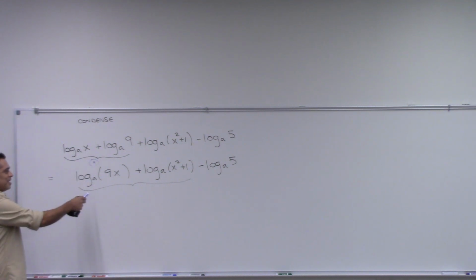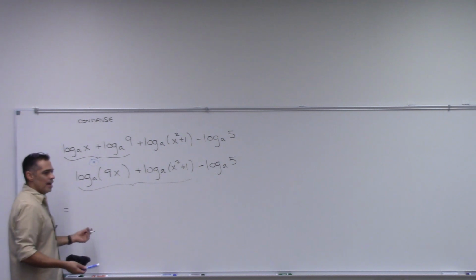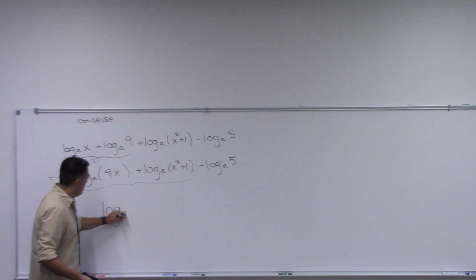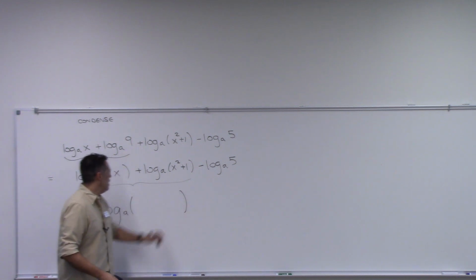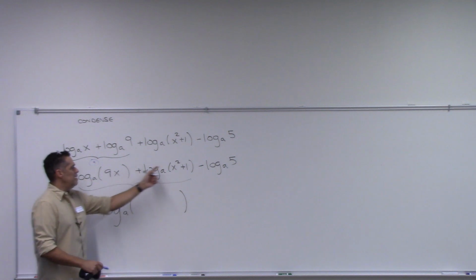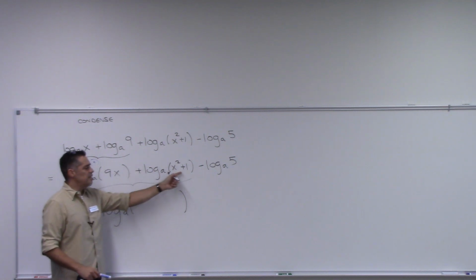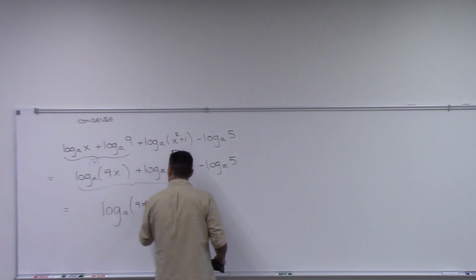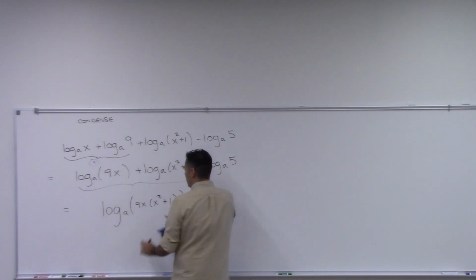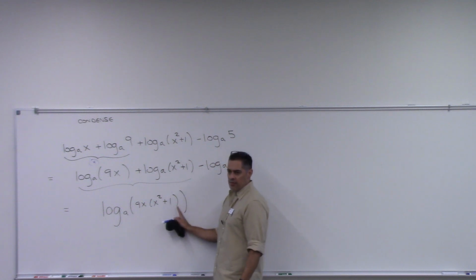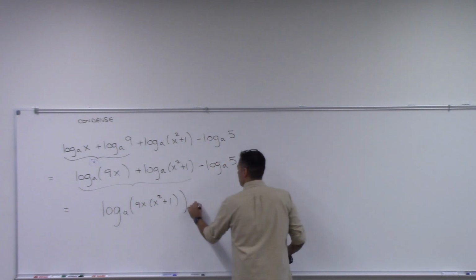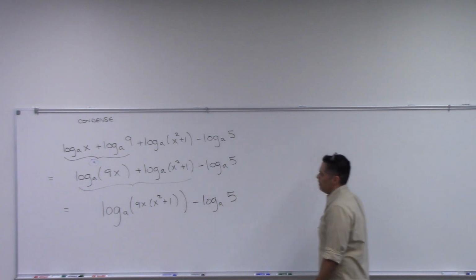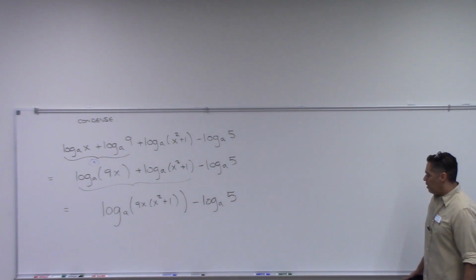Okay, can I put those two together? Yes, same property, property 4 backwards. So a single log, and inside that log it will become this times this. Now I'm not actually going to multiply it out, I'm just going to put them next to each other. But you could distribute this through and it becomes 9x cubed plus 9x. I could, I'm not going to. Minus log base a of 5. That was property 4 again, backwards.